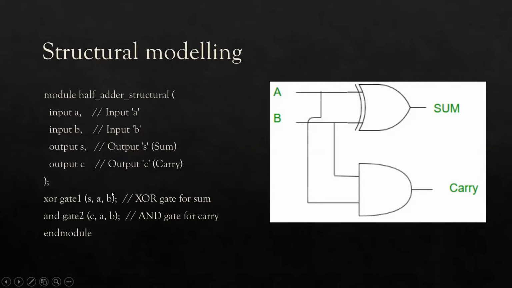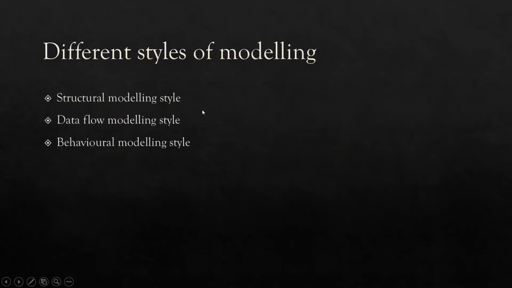So your syntax will be output, input, input. For the XOR gate, sum is the output, and A and B are the inputs. Exactly the same for the AND gate, C is the carry. Carry is the output, and A and B are the inputs. This is one of the coding styles in Verilog, that is structural modeling. Your structural modeling is done.